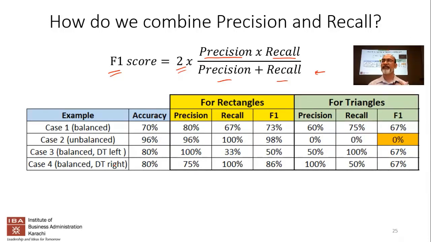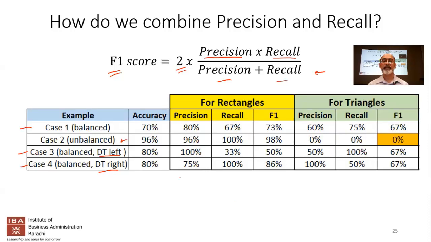So let's take a look at this case. We've got 4 cases, right? The first, third, and fourth were the balanced cases. The second one was the unbalanced case. The third and fourth differed because in this case, I moved the decision boundary to the left, okay? And in this case, I moved the decision threshold dt to the right, okay?